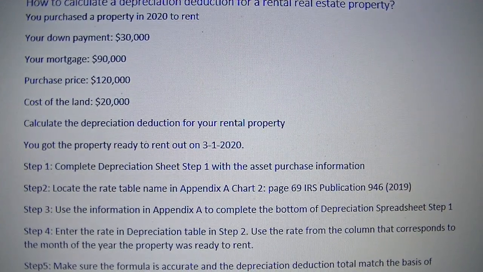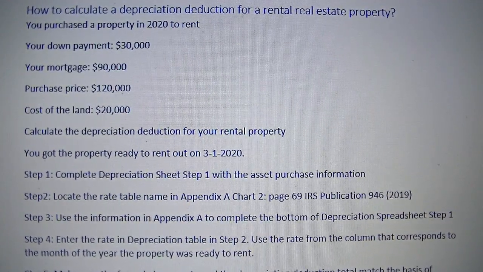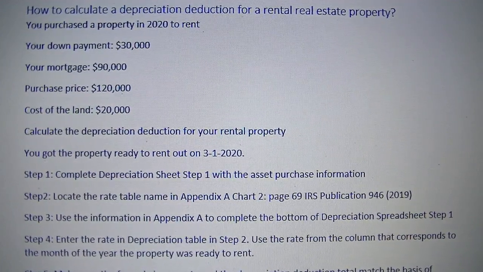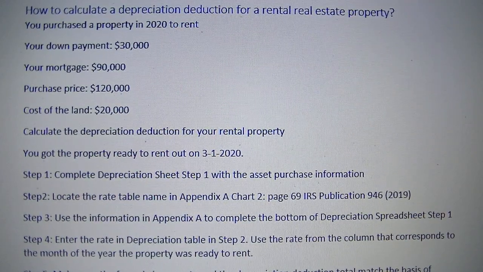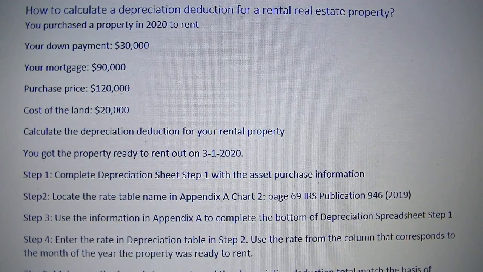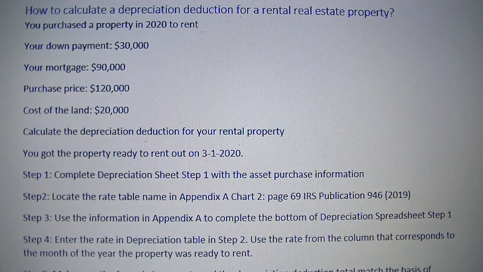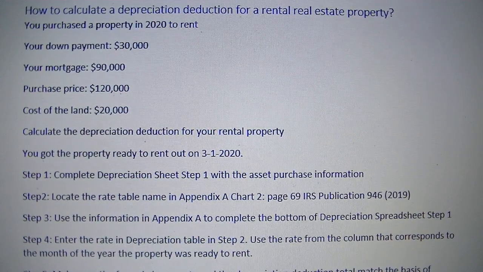So if you are in a rental real estate business, we assume you purchased a property in 2020 to rent out. So your down payment was $30,000, your mortgage $90,000, your purchase price $120,000. So cost of the land $20,000. Calculate the depreciation deduction for your rental property. You got the property ready to rent out on March 1st, 2020.